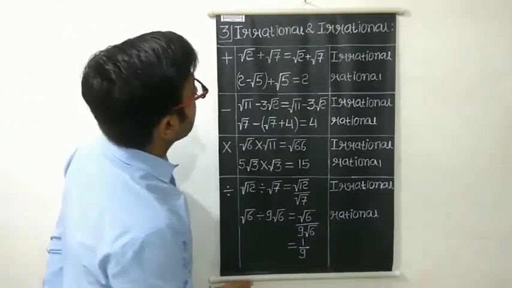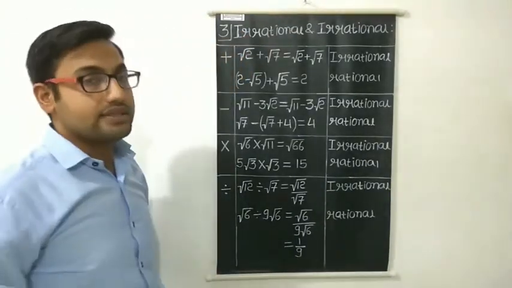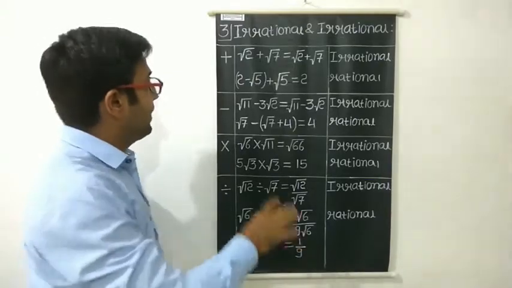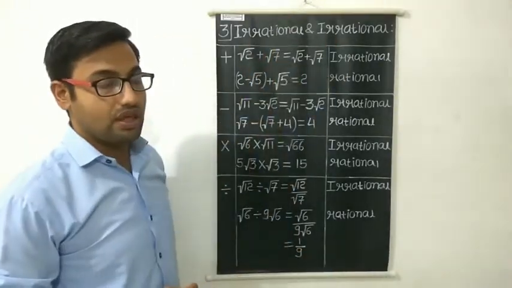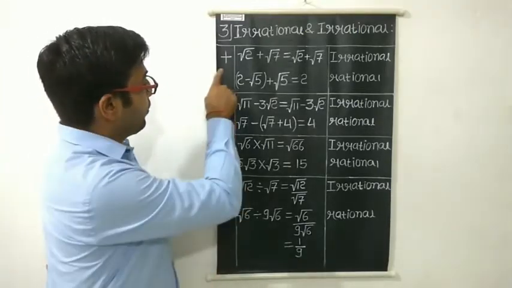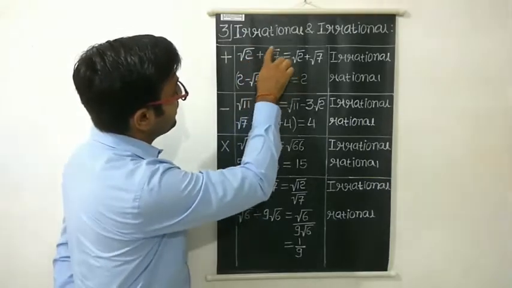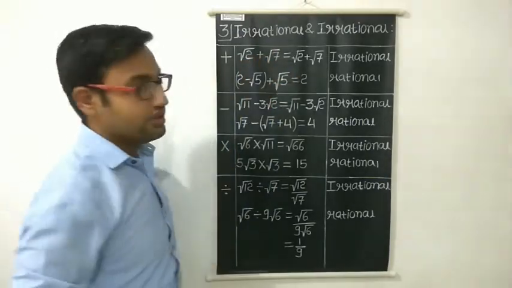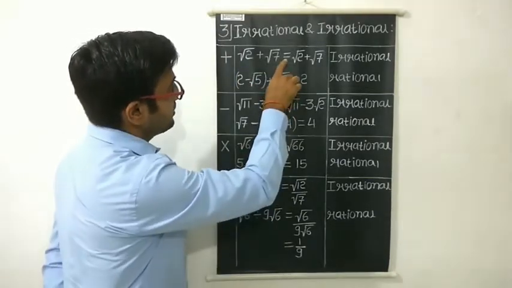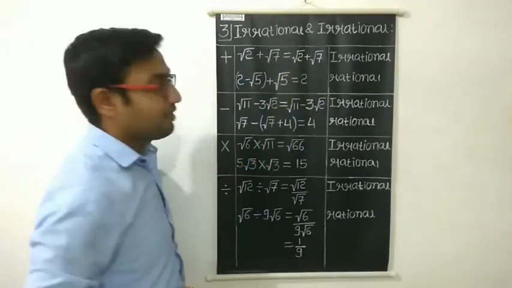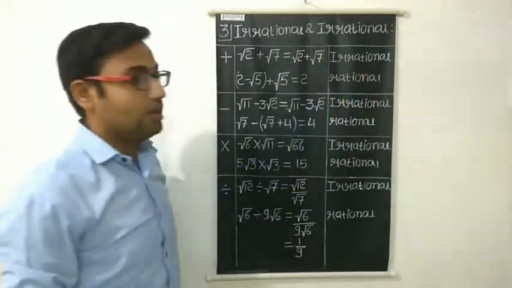So the third case is about irrational and irrational. That means now we will apply the basic four operations between two irrational numbers. Now see the results for the addition. The first irrational number is root 2, the second irrational number is root 7, and this is the addition sign. Again, no simplification is possible, so the result is under root 2 plus under root 7. And what kind of number is this?